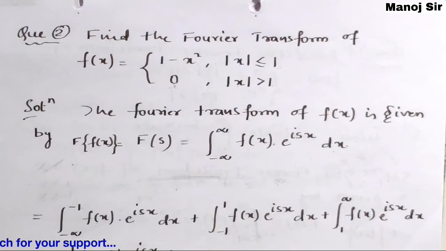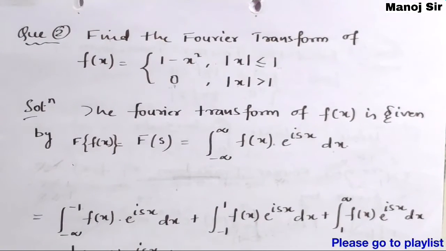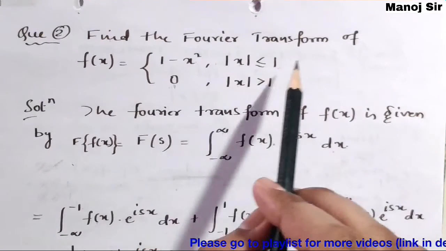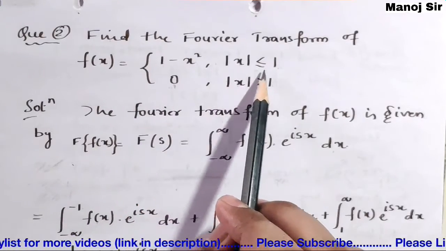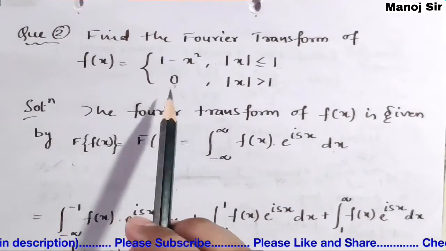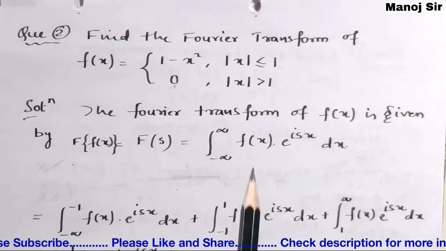So let us start solving the second problem on the topic, that is Fourier transform. The question says: find the Fourier transform of f(x) equals 1 minus x squared when mod of x is less than or equal to 1, and f(x) will become 0 when mod of x is greater than 1.